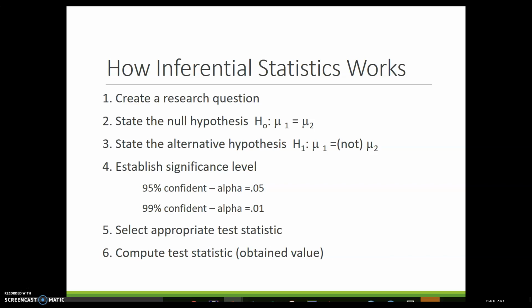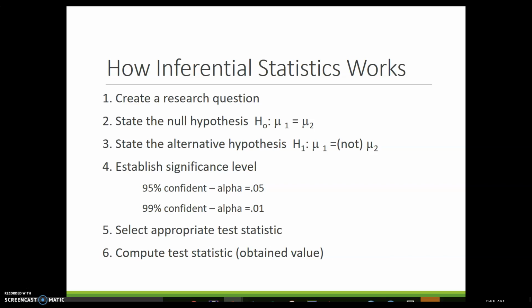So we have a question, we state some hypotheses, we establish how confident we want to be, how much error we're going to allow. Typically 95% is all we need in social sciences. We could be more confident in 99% if it's high stakes. All medical studies are 99, if not 99.9% confident. But if we get into the business world, sometimes they're cool with 85% confidence. They don't care if there's 20% error. If it works 80% of the time, they're happy.